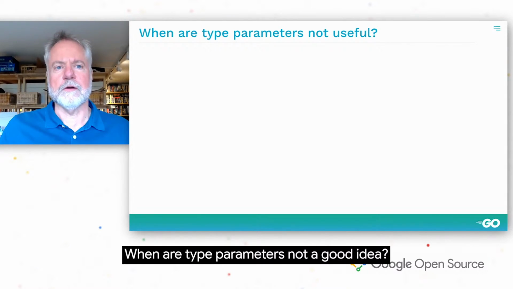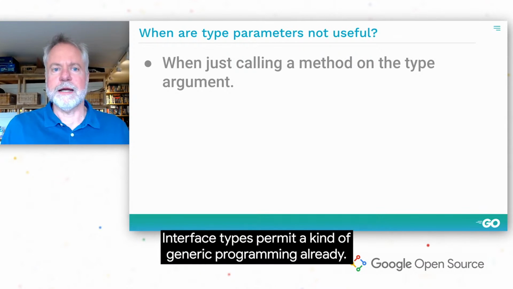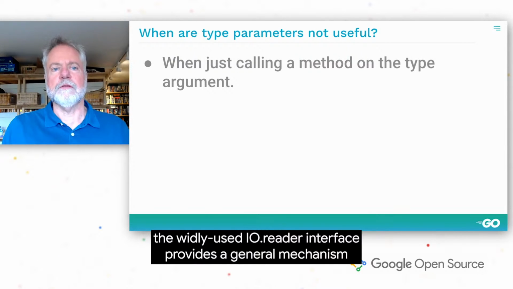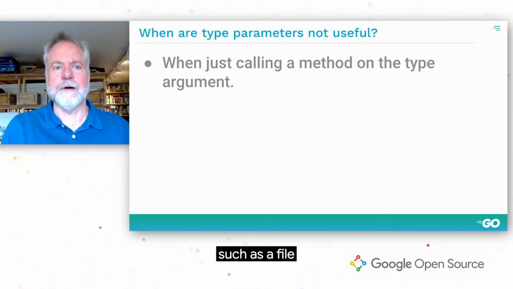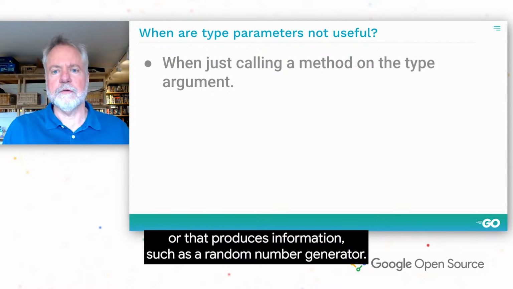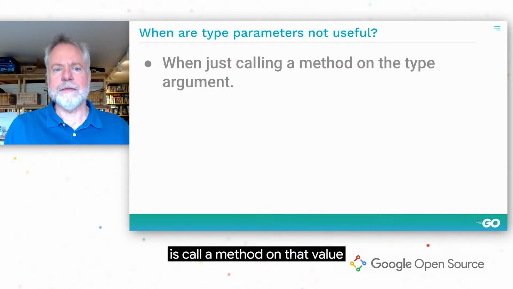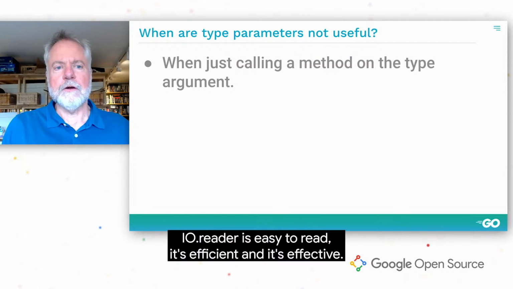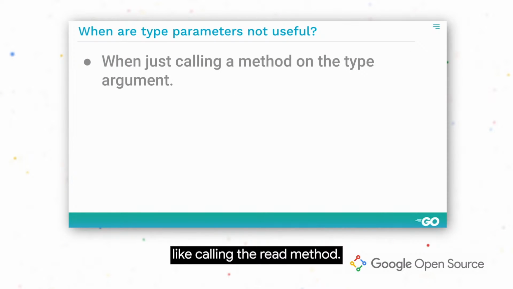When are type parameters not a good idea? Well, Go has interface types. Interface types permit a kind of generic programming already. For example, the widely used io.Reader interface provides a general mechanism for reading data from any value that contains information, such as a file, or that produces information, such as a random number generator. If all you need to do with a value of some type is call a method on that value, use an interface type rather than a type parameter. io.Reader is easy to read, it's efficient, and it's effective. There's no need to use a type parameter to read data from a value by calling the Read method.